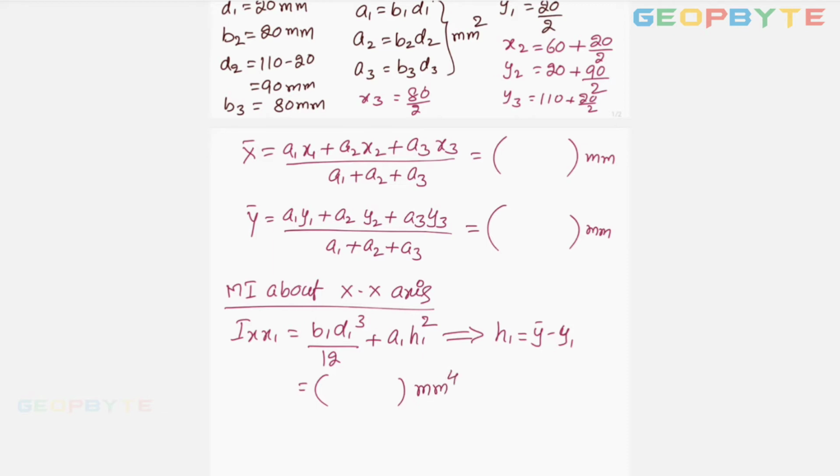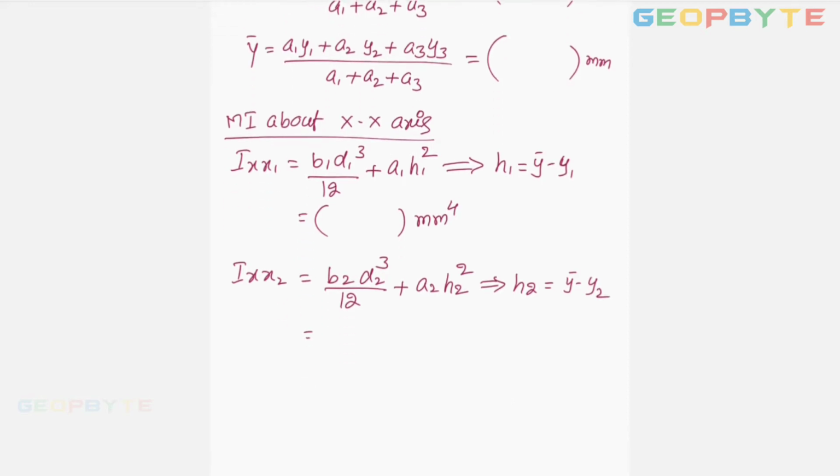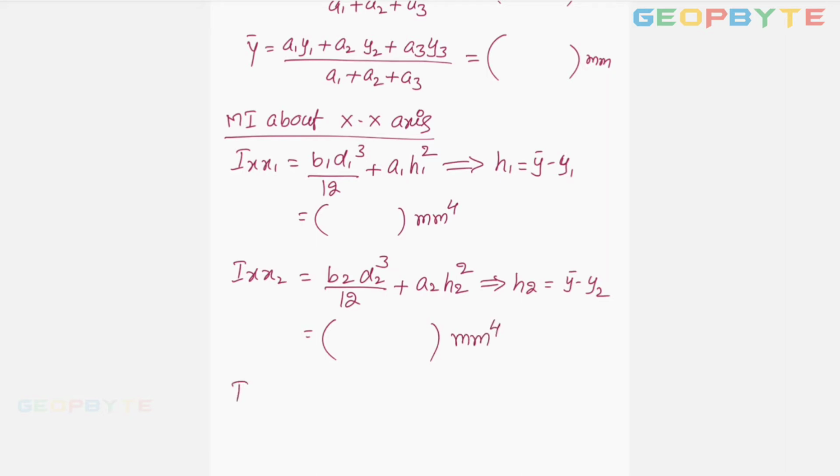Similarly, Ixx2 equal to b2 d2 cube by 12 plus a2 h2 square. Here h2 equal to y bar minus y2. Find the Ixx2 also in mm power 4.